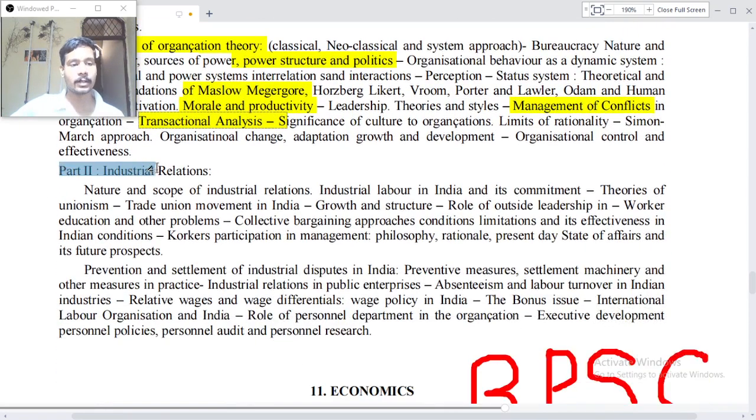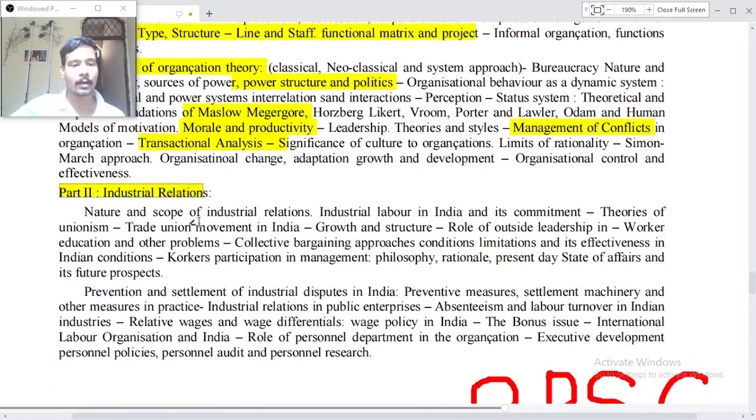Now, point 3, industrial relations. Nature and scope of industrial relations, industrial labor in India and its commitment, theories of unionism, trade union movement in India, growth and structure, role of outside leadership, workers' education and other problems, collective bargaining approaches, conditions, limitations and its effectiveness in Indian conditions, workers' participation in management philosophy, present day state of affairs and its future prospects, prevention and settlement of industrial disputes.